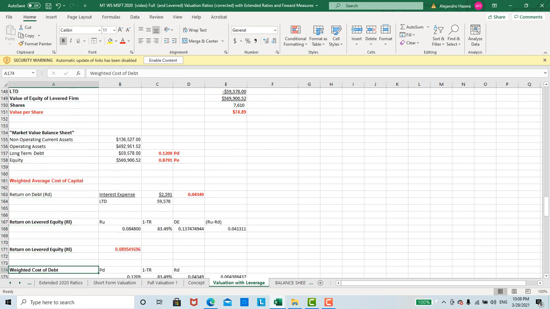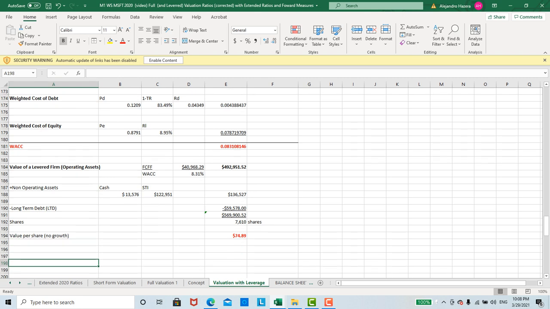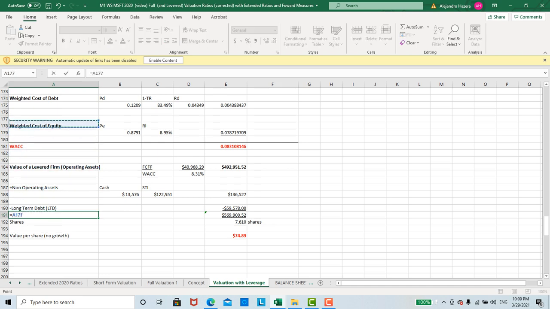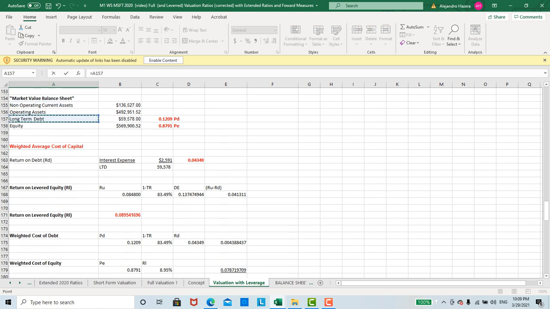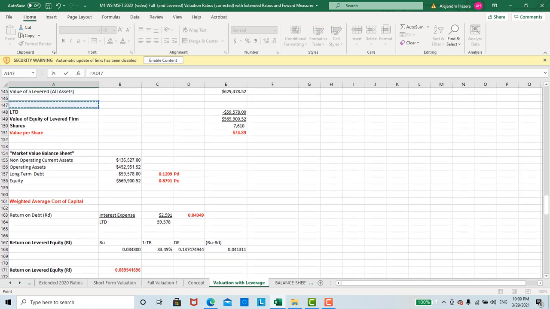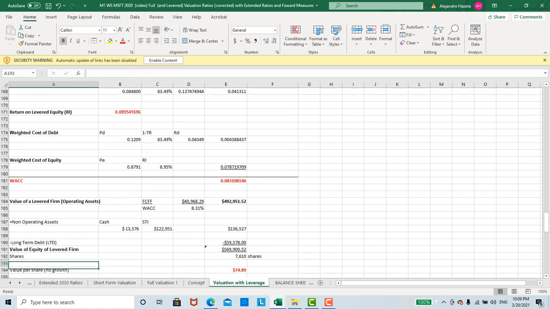Okay, and let's see, maybe I can put this title down here. This title would be equal to that title right here, the value of equity of a levered firm. They're the same numbers. So you're going to get the value of equity of a levered firm divided by shares, and you get value per share, no growth. Now they're done two different ways.